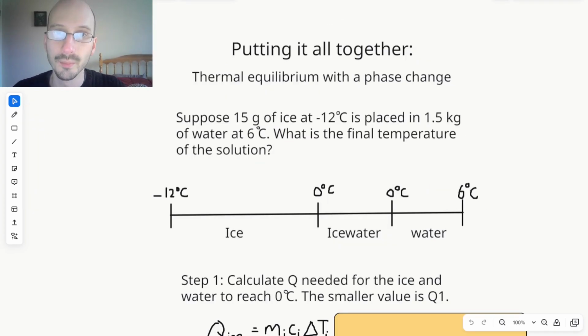All right, putting it all together. Now we're going for the most complex problem of this type that you will find in the entire class. Thermal equilibrium with a phase change. Suppose 15 grams of ice at minus 12 degrees is placed in 1.5 kilograms of water at 6 degrees Celsius. What is the final temperature of the solution?